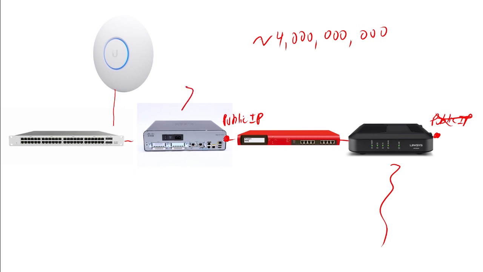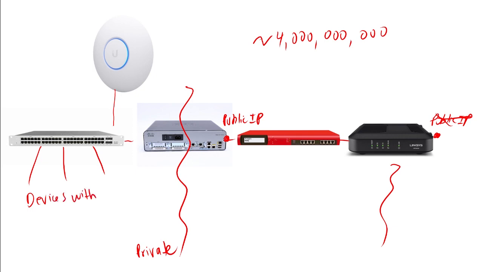If we cut this in half, this is the private side. And so we have all these devices with private IPs, and we need to be able to subnet them. The reason is every device on the network needs to know its subnet so it can understand if another device is on the same network or a different network.